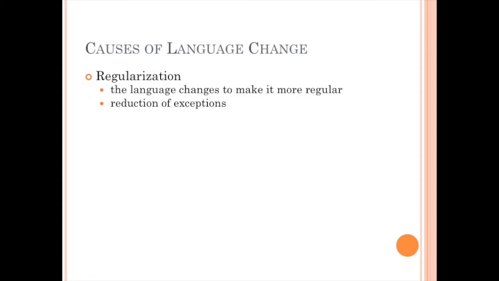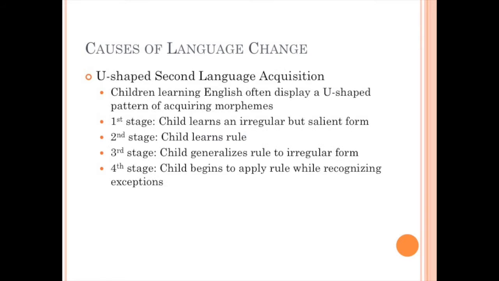So one of the causes of language change is articulatory simplification. Another one is regularization. The language changes to make it more regular. The language changes to reduce exceptions. Again, the language may be changing in this way because it's easier. It's easier to have things regular. It's easier to have a rule than to learn the exceptions and the rule. So as with articulatory simplification, regularization involves language changing so that it's easier for its users. Not just its users, but its learners as well.